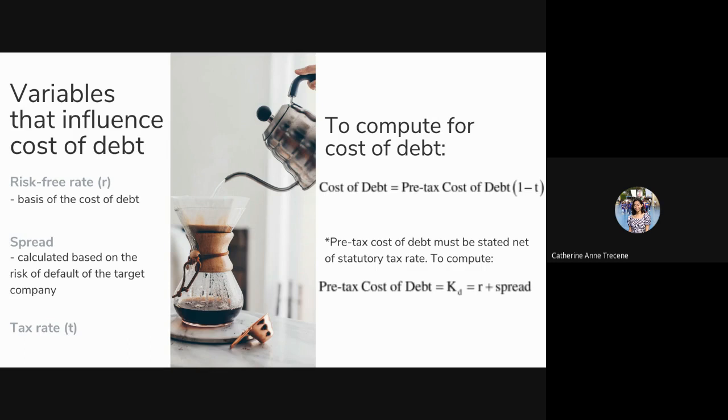Now, to compute the cost of debt, we have the formula. Cost of debt equals pre-tax cost of debt times 1 minus t. The pre-tax cost of debt is the sum of the risk-free rate and the spread. Thus, the formula K sub d equals (R plus spread) times (1 minus t). So this must be stated net of the statutory tax rate, since again, interest expenses are tax deductible for the company. Next slide, please.